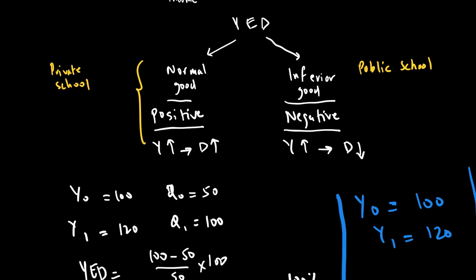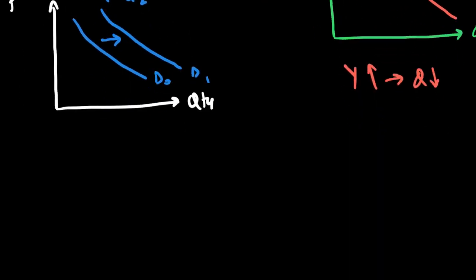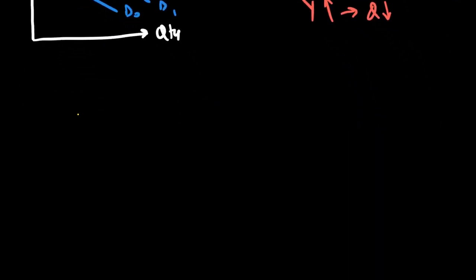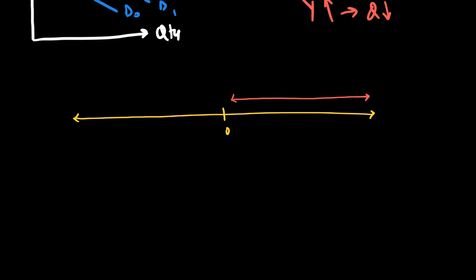This brings us to the next thing, which is that the value of a good also matters to us. So I'm going to make a whole spectrum here again to show you guys. Let's say this is 0, which means everything here is positive, and if the value of your YED is positive, we say that in that case we are looking at a normal good, right? But if the value is negative, we say we're looking at an inferior good.